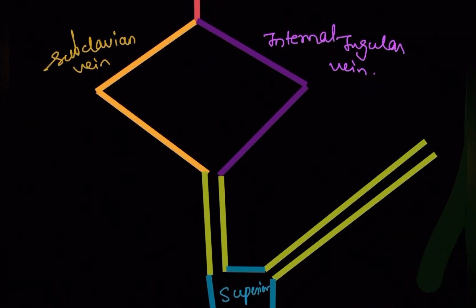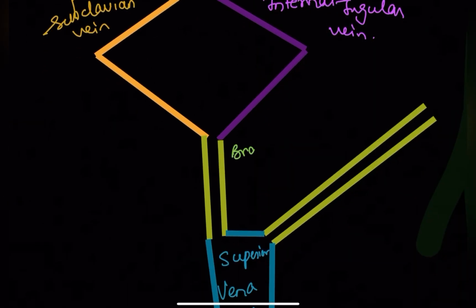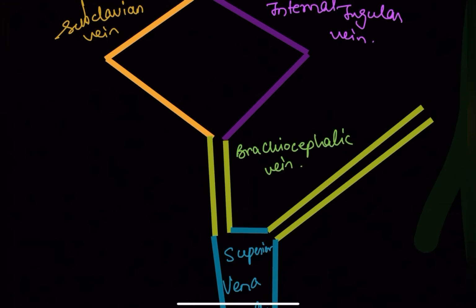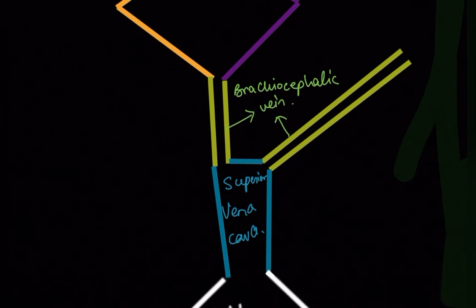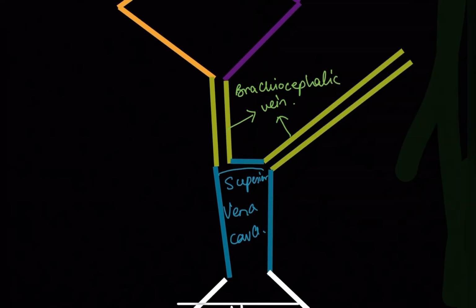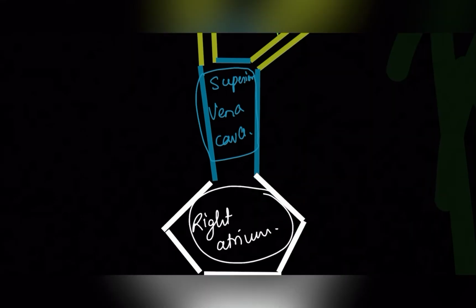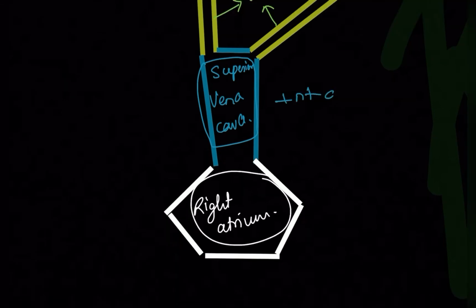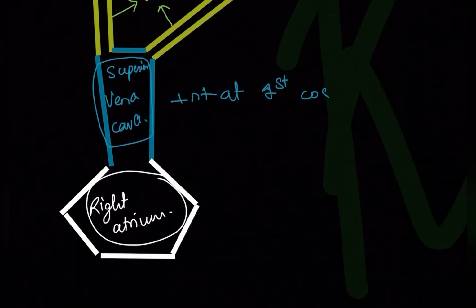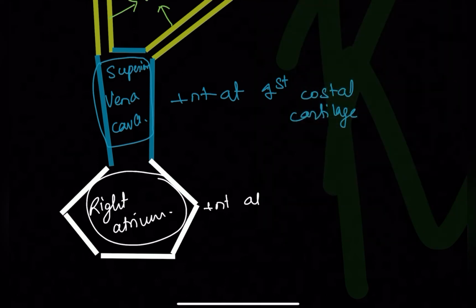Now, the subclavian vein and internal jugular vein together will drain into the brachiocephalic vein. So, you have left and right brachiocephalic veins. Blood coming from the left hand will go into the left brachiocephalic, and the right hand into the right brachiocephalic. These two veins of light green color are the brachiocephalic veins. As you can see, they open into the superior vena cava, and the superior vena cava will then open into the right atrium. For the superior vena cava, you should know that it is present at the level of the first costal cartilage. And the right atrium is present at the level of the third costal cartilage.